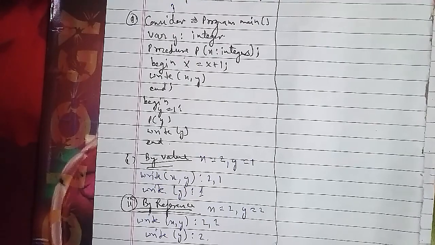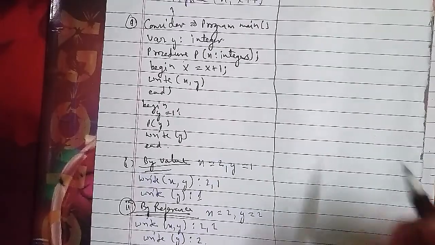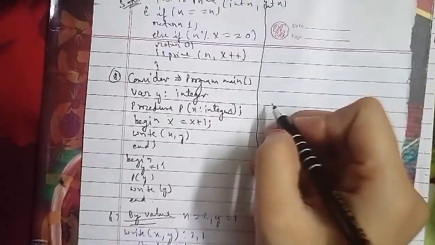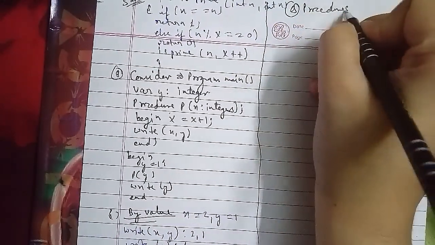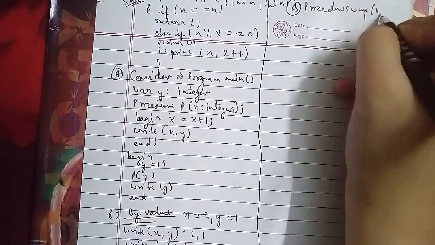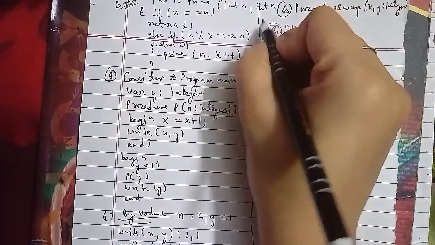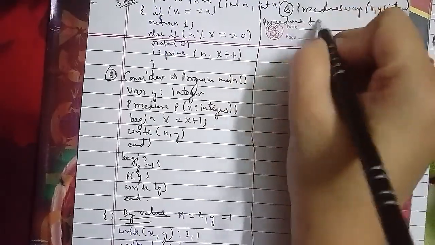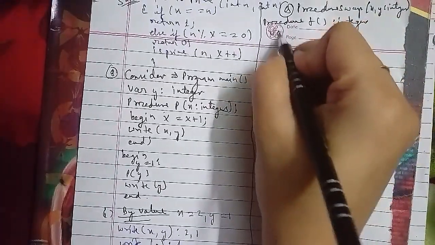x comma y integer, then procedure f integer, var z integer, begin z equals x equals y, return z, and f begin, y equals f, and swap.